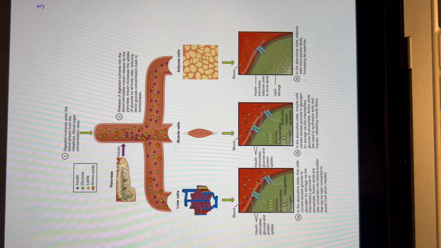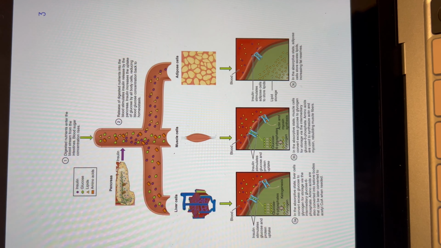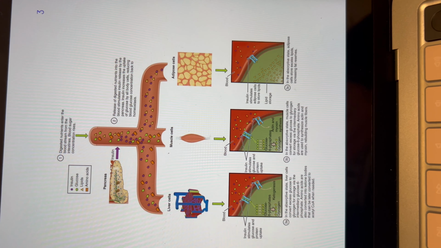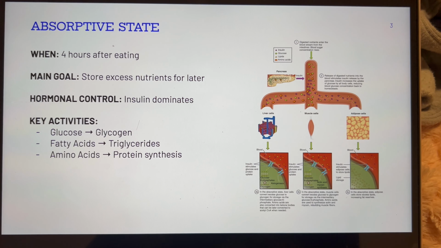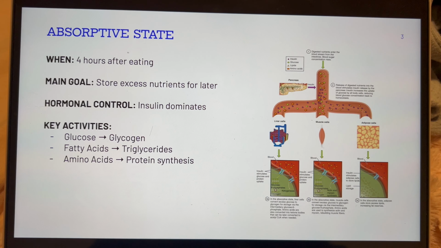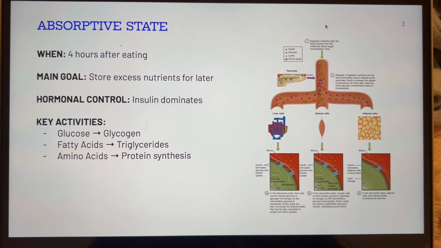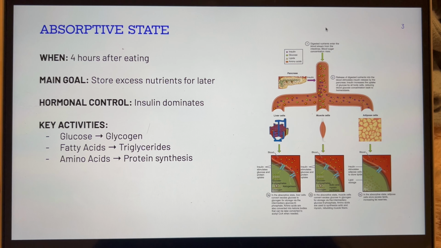This is showing how it's digested and released into the different body parts like muscle cells, adipose cells, and liver cells, making sure that the nutrients in those foods are receiving proper storage and giving us access to those needed nutrients that are going to make us last longer.